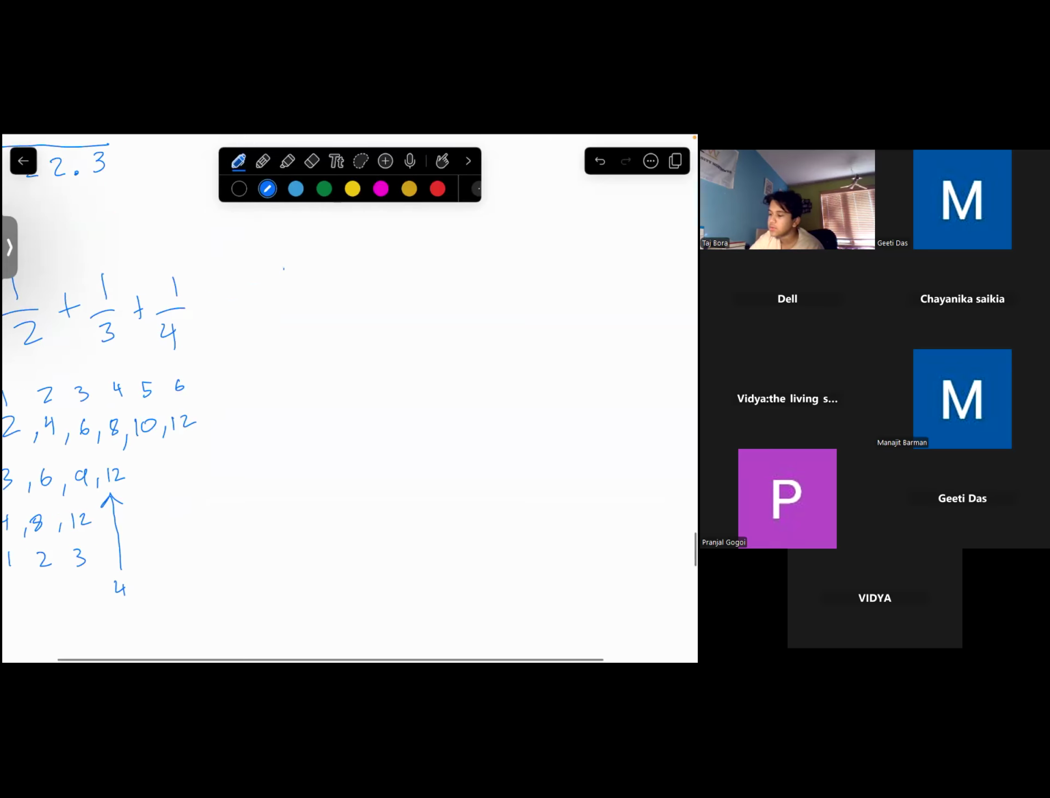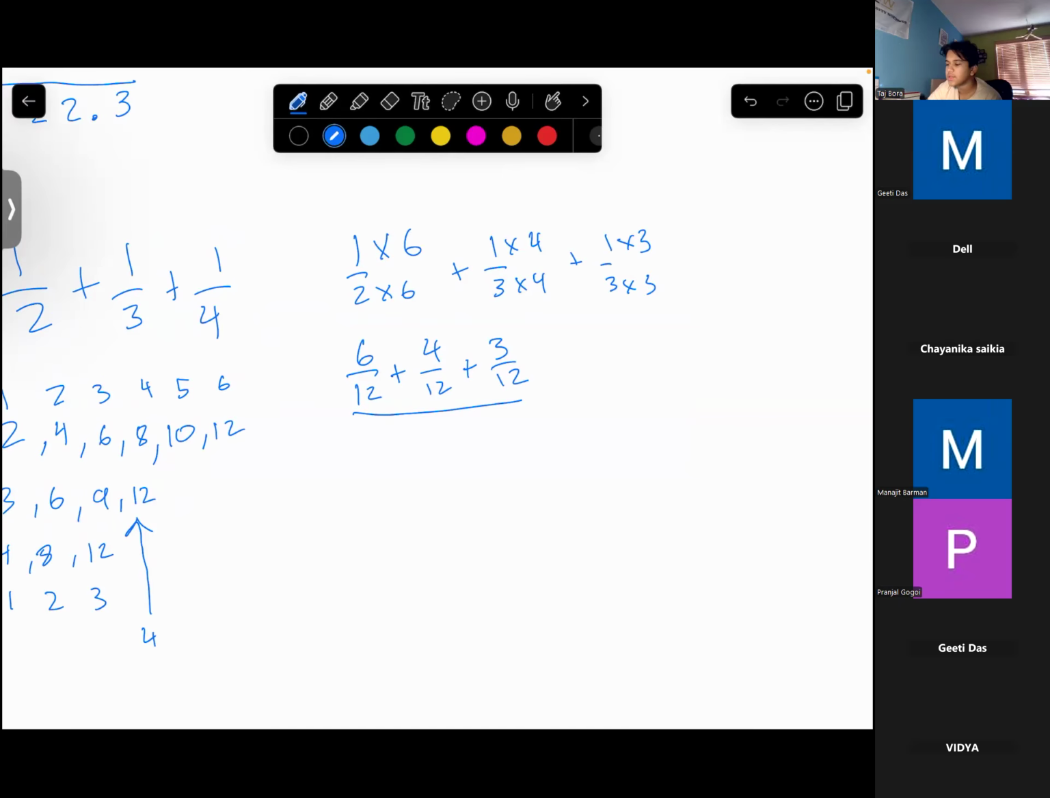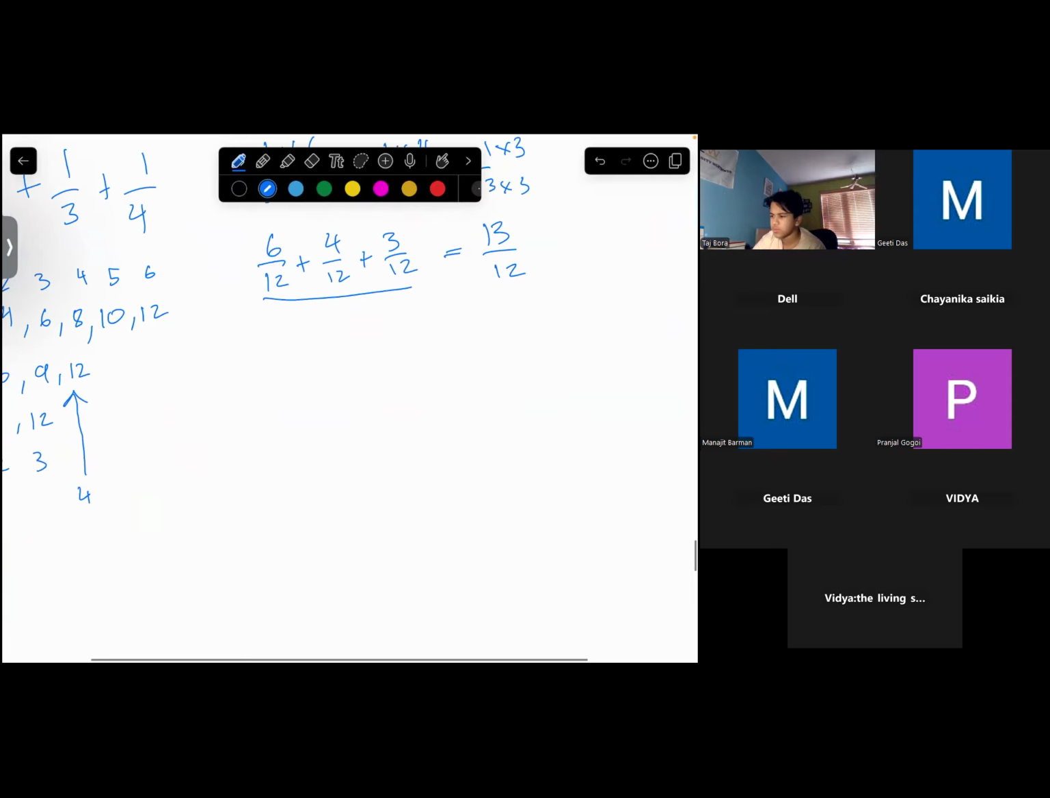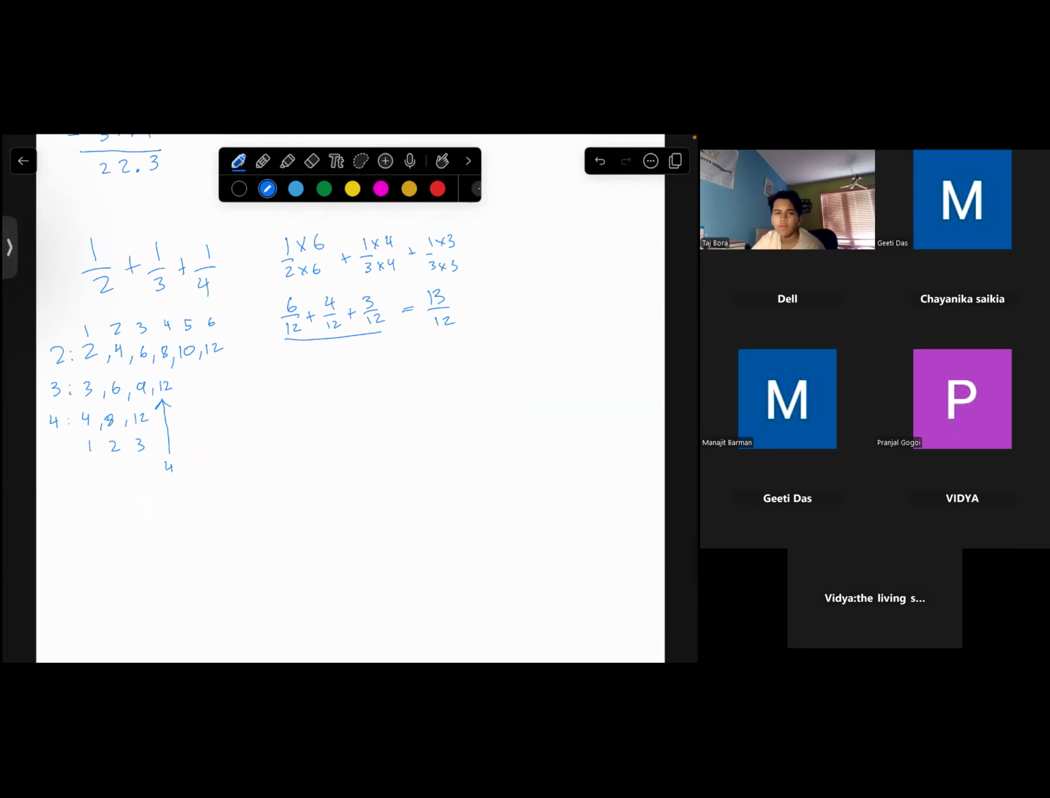So this means you do 1 times 6 over 2 times 6 plus 1 times 4 over 3 times 4 plus 1 times 3 over 3 times 3. So the answer would be 6 over 12 plus 4 over 12 plus 3 over 12. And now the math is still the same. The denominators stay the same even in the answer, and you only add the top. So this would be 6 plus 4 plus 3, which would be 13. And then we will learn about improper fractions, how to simplify those next time. So that is just an overview of the first one.